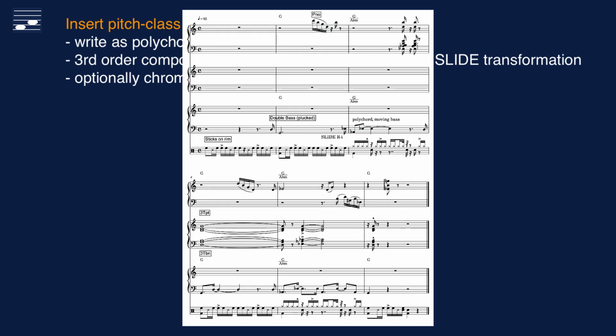Here's a setting for synthesizers, band and horns that uses the stepwise bass motion.